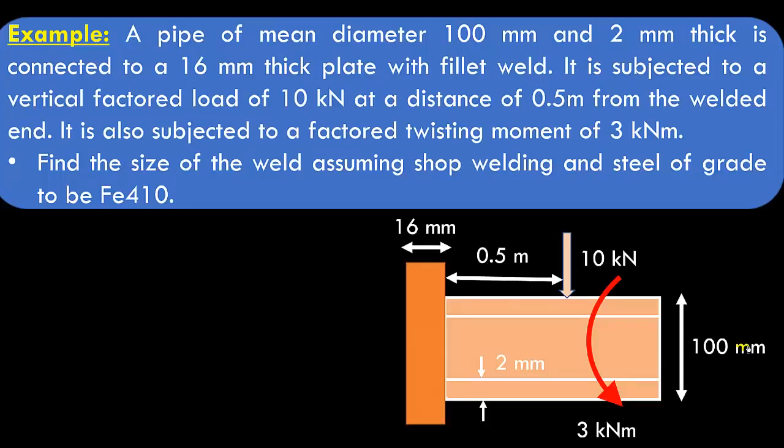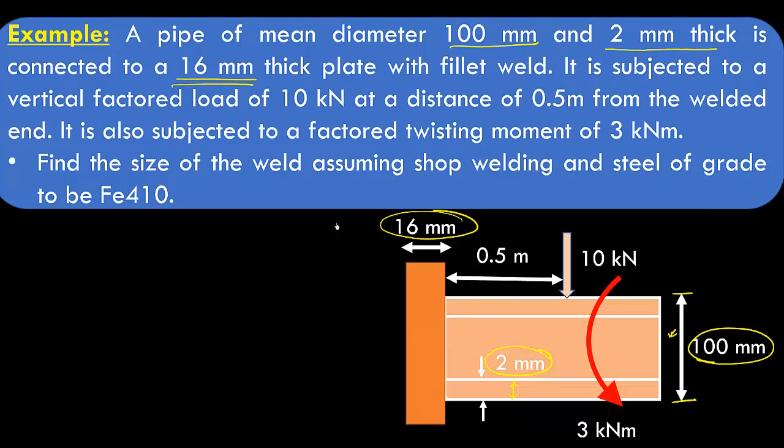So this example says we have a pipe of mean diameter 100 mm. So this is the pipe that we have, and this dimension is 100 mm, the diameter is 100 mm. And the thickness of the pipe is 2 mm. So this thickness that is given is 2 mm. And this is connected to a gusset plate or thick plate that is 16 mm. So the thickness of this plate is given, and that is 16 mm.